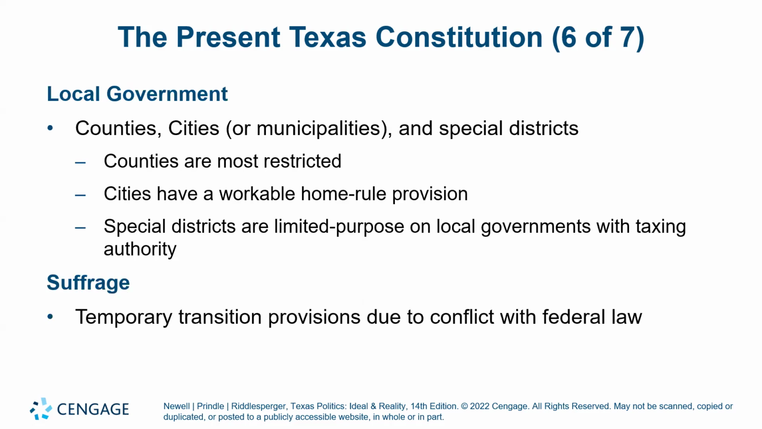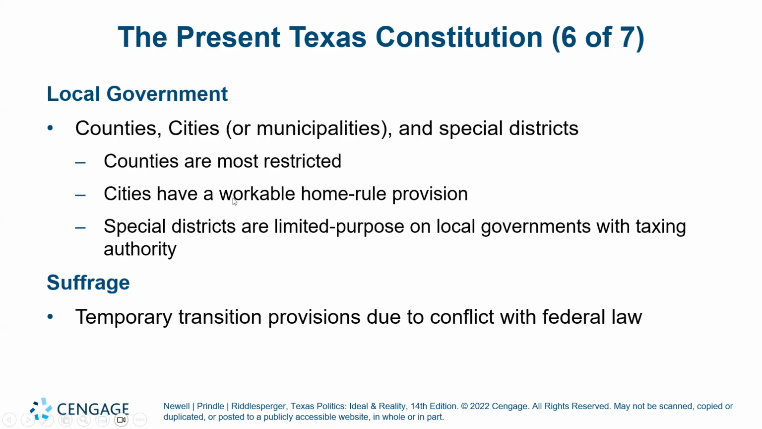So county, cities/municipalities. Municipalities is a fancy way to call cities, and special districts. We will discuss these three types of local governments when we get to that local government chapter. So counties are considered the most restricted. What we mean by this, and we will go into more detail when we get to the local government chapter, is that counties don't have the home rule provision that the cities do.